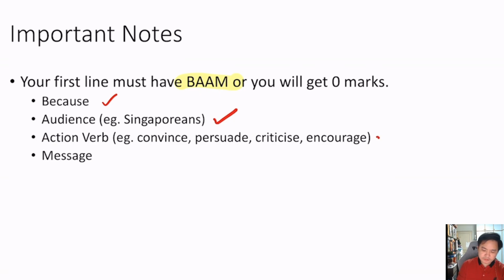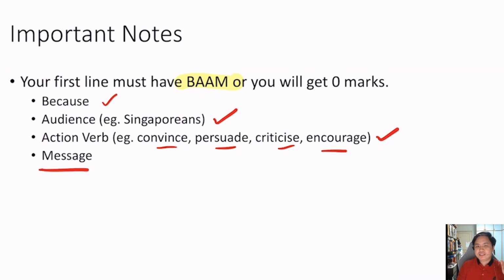Next, you must have your strong action verb, whether it's convince, persuade, criticize, encourage, or any other action verb that is strong. All right, because you don't just tell things to people when you make a poster, right? You want to convince them of something, you want to persuade them of something, you want to criticize them of something, right? So make sure it's a strong action verb. Advertisements are never meant to just tell you something, they are meant to convince you of something, to persuade you of something.